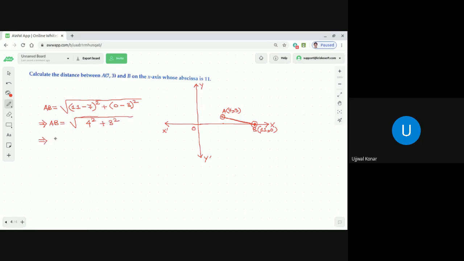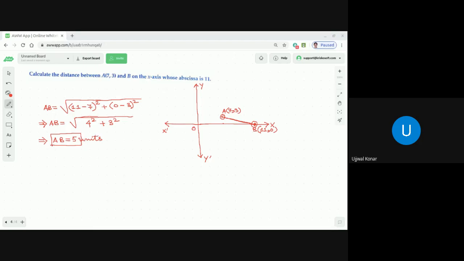And dear students, we know that 3, 4 and 5 are a Pythagorean triplet, because 3 square plus 4 square is equal to 5 square. So AB is equal to 5. So we find the distance between the point A and the point B, which is on the x-axis with abscissa 11, is actually 5 units. So always write units like this while writing the answer.